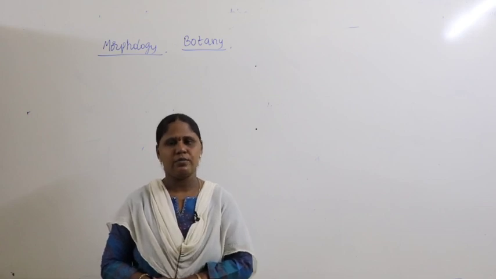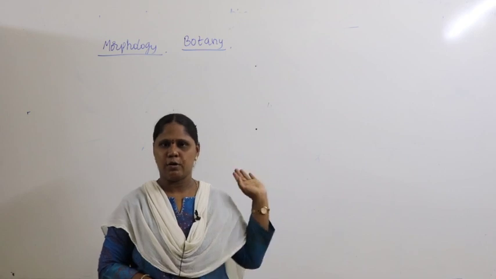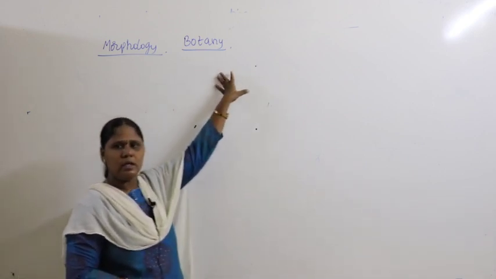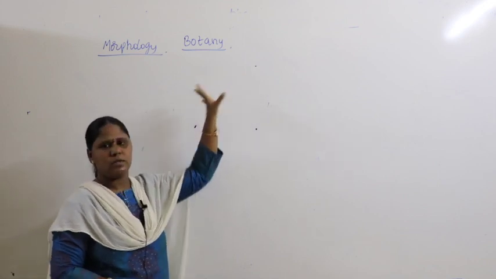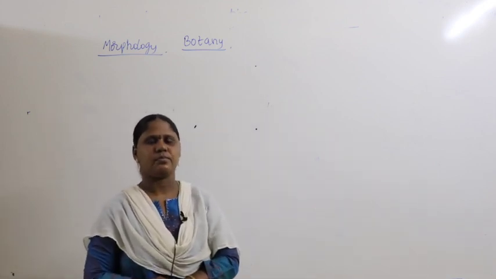So welcome to the first year junior intermediate classes. Let us start with the botany class. Botany is the one we are going to start with. It is nothing but one of the branches of life science.